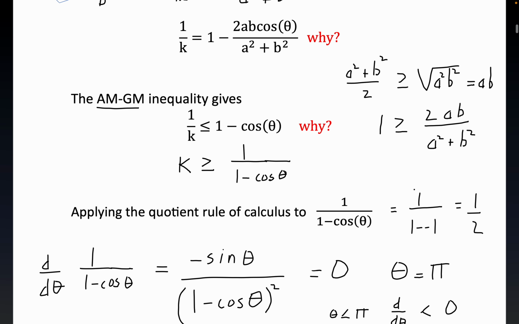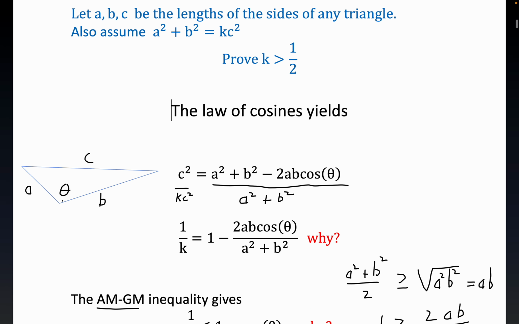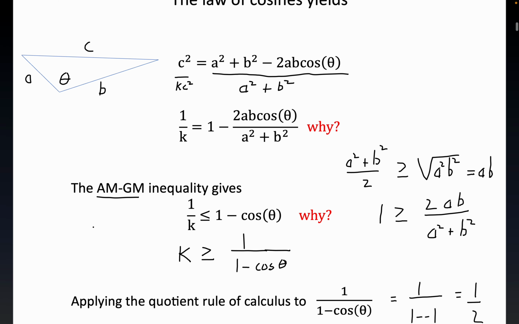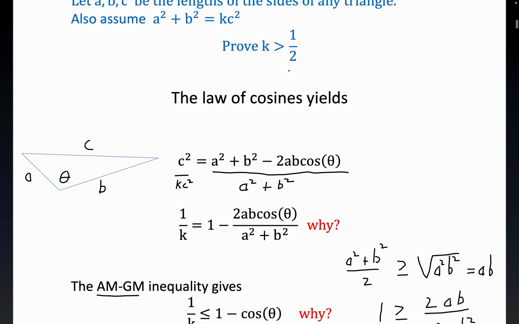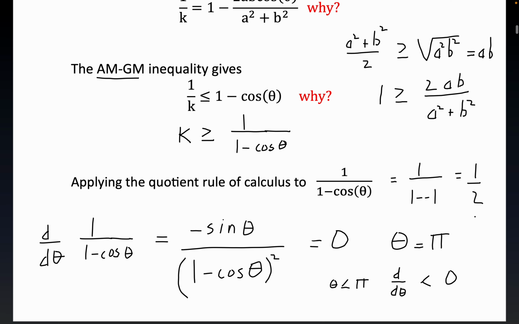Since 1/2 is the minimum value, and technically we can never achieve theta equal to pi, because that would just be a dried up triangle. That would be a straight line. If theta is equal to pi, this is just a straight line, right? Not a triangle. So we proved it from right here. I hope that's convincing to you guys.